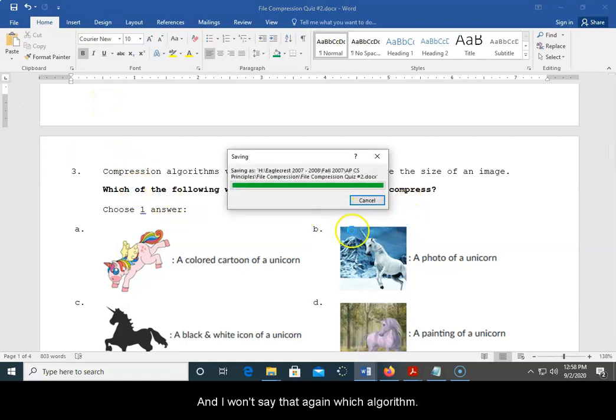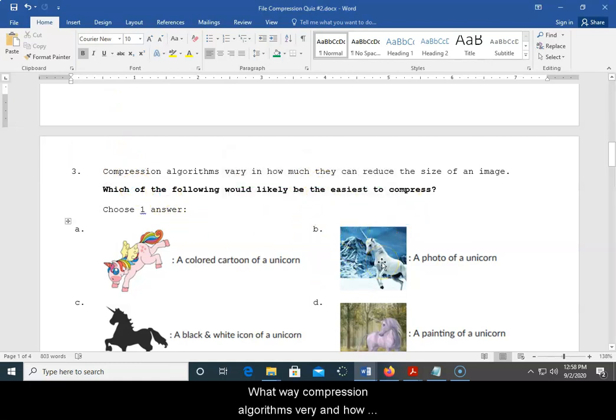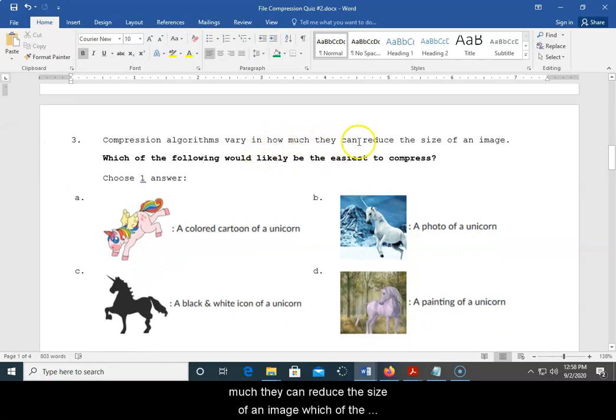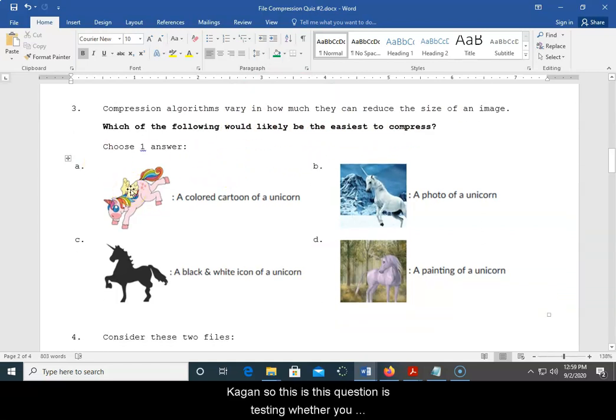Okay, which algorithm... compression algorithms vary in how much they can reduce the size of an image. Which of the following would likely be the easiest to compress? Okay, again, this question is testing whether you understand that images with more pictures and more detail, especially with color, are harder to compress. Pictures with less color are easier to compress. So the easiest picture in here is just the black and white unicorn. Those are only two colors, black and white.